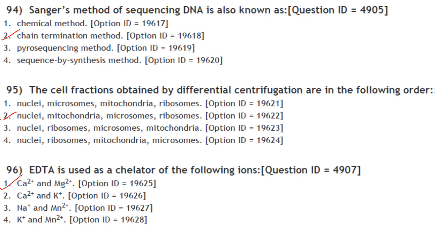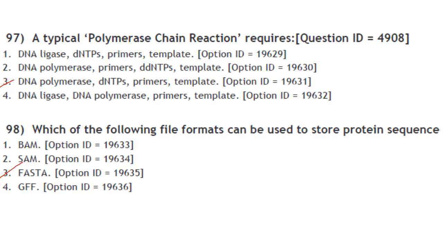The cell fractions obtained by differential centrifugation are in the following order. So they are nuclei, mitochondria, microsomes, ribosomes. Answer is option 2. EDTA is used as a chelator of the following ions. It is Ca2+ and Mg2+. A typical polymerase chain reaction requires DNA polymerase, dNTPs, primers and template. Answer is option 3. Which of the following file formats can be used to store protein sequences? That is FASTA.